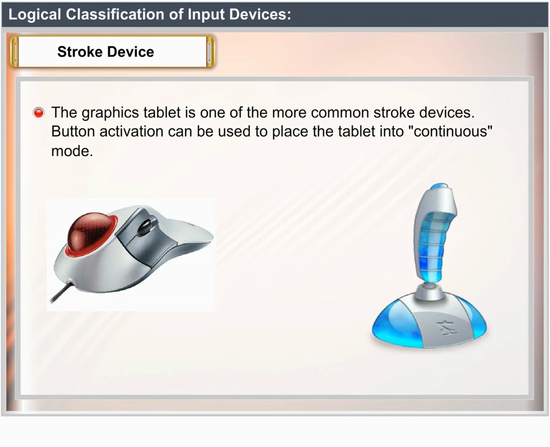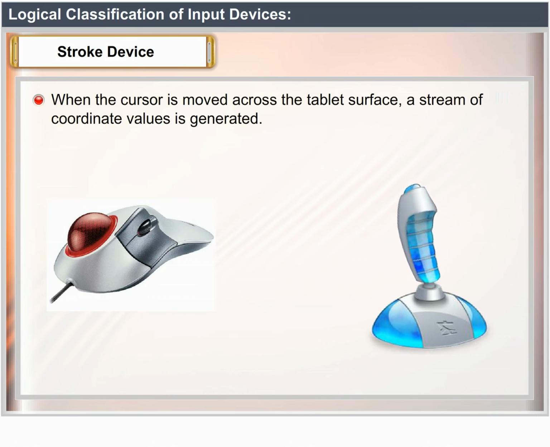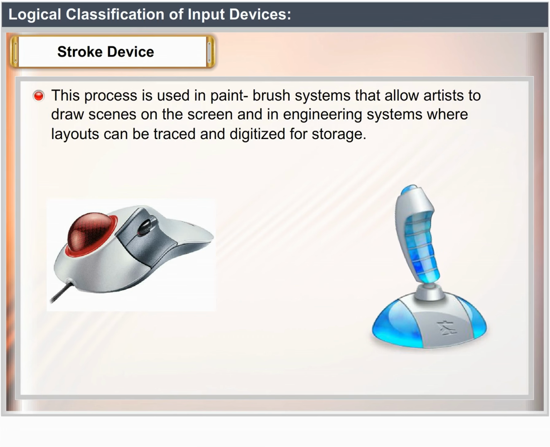The graphics tablet is one of the more common stroke devices. Button activation can be used to place the tablet into continuous mode. As the cursor is moved across a tablet surface, a stream of coordinate values is generated. This process is used in paintbrush systems that allow artists to draw scenes on the screen and in engineering systems where layouts can be traced and digitized for storage.